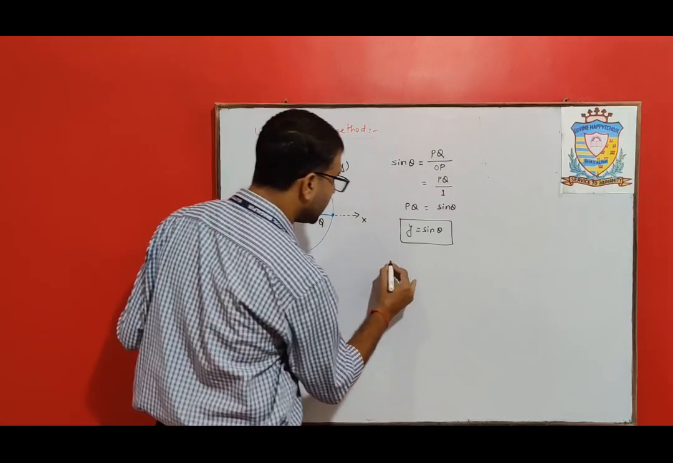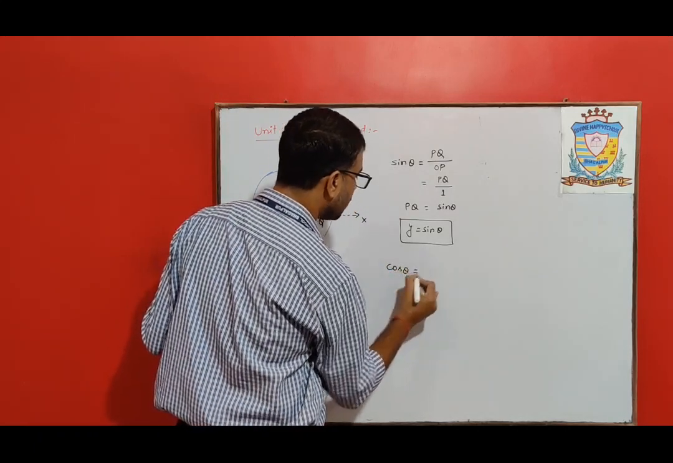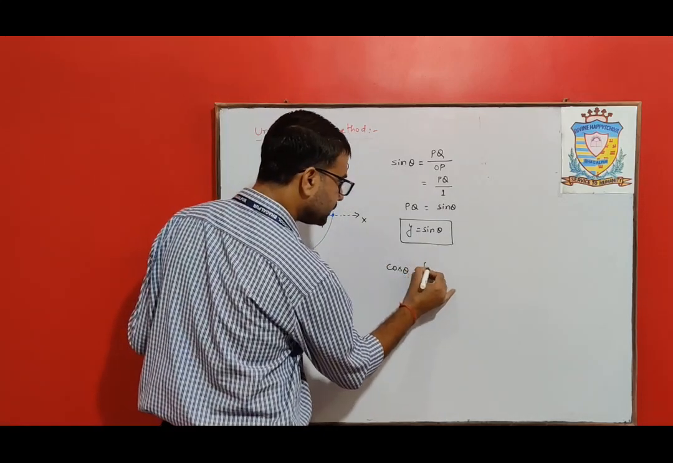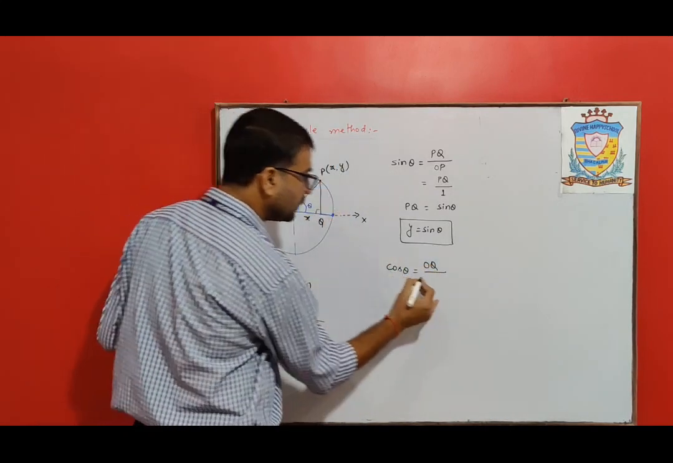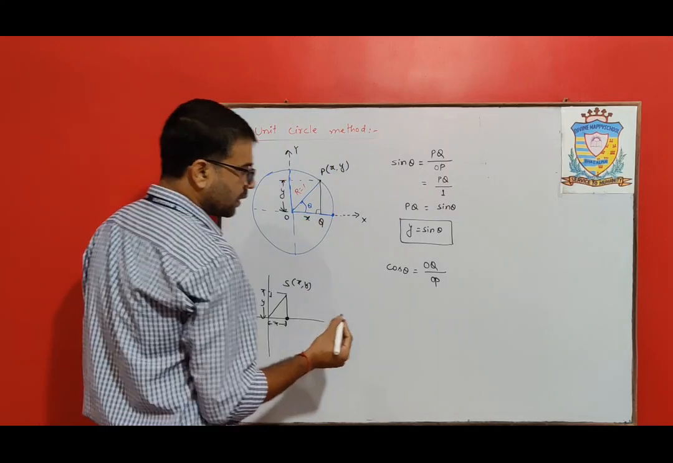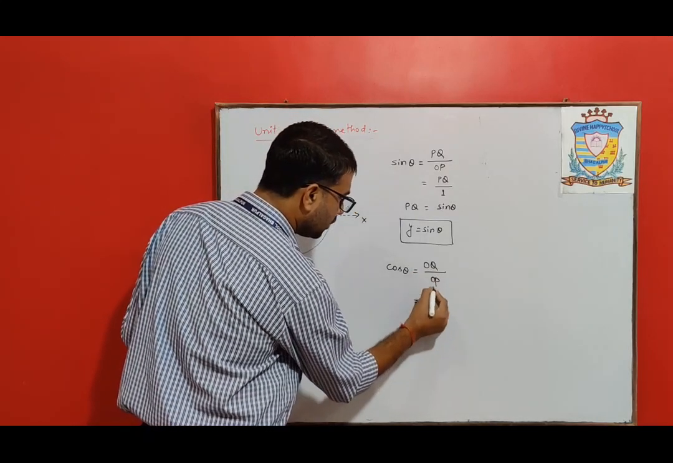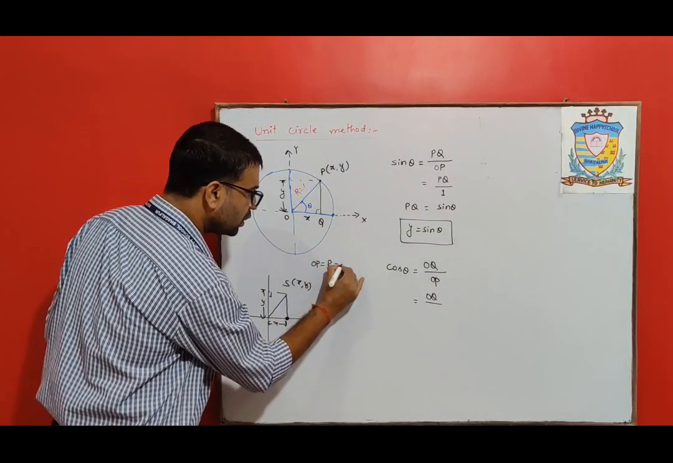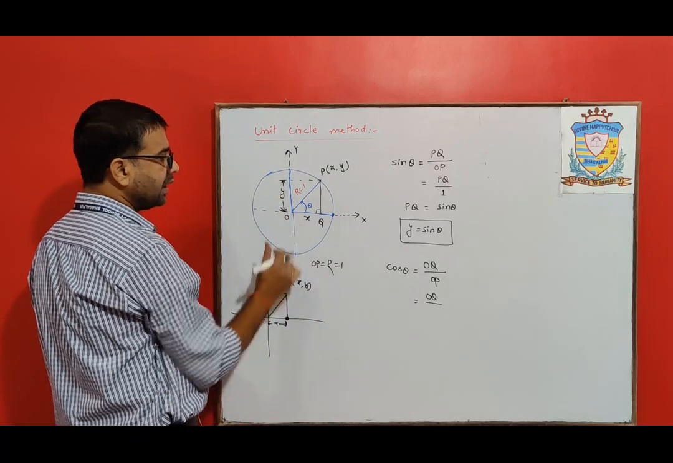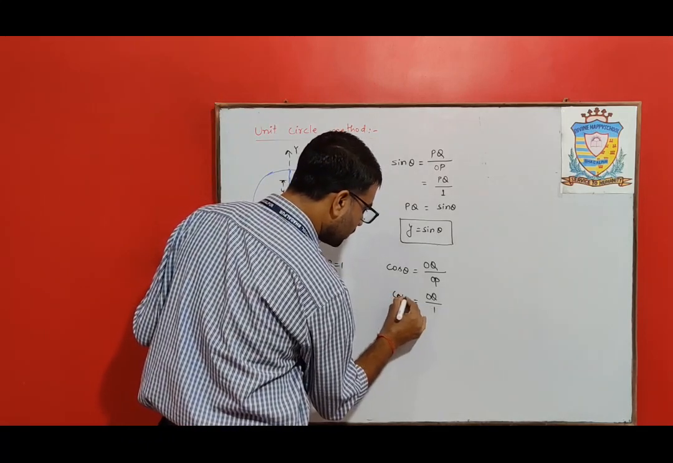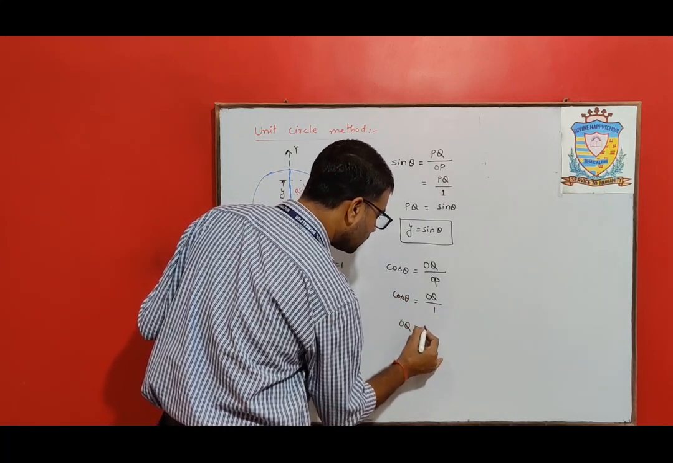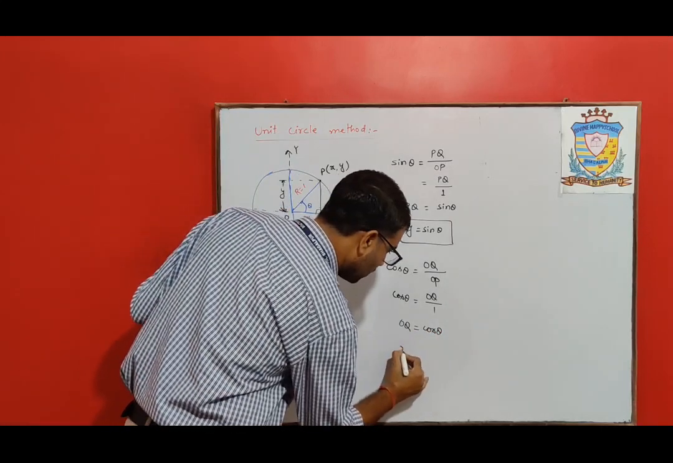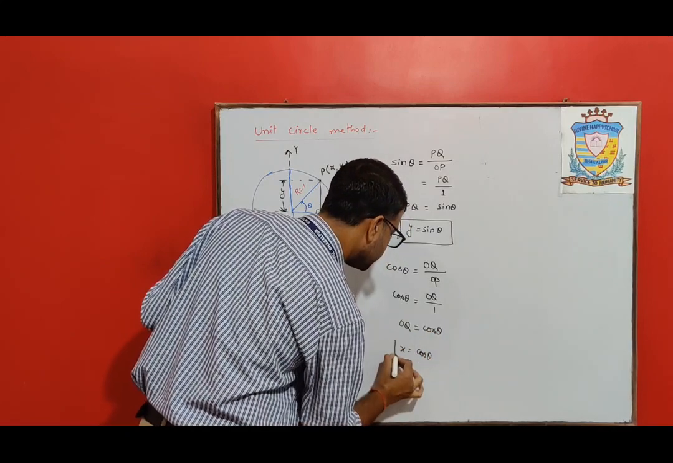So for the base we will take the ratio cos theta. So cos theta can be written as base upon hypotenuse. So the base is OQ and the hypotenuse is OP. Clear? Okay, so now we have to calculate OQ, and OP is equal to R, which is equal to 1. Here that is the radius, so 1 is equal to cos theta, or OQ is equal to cos theta, and this OQ is x, so x is equal to cos theta.